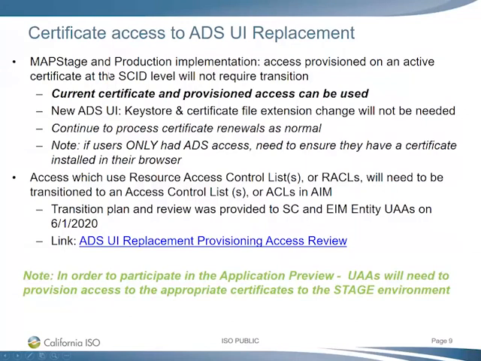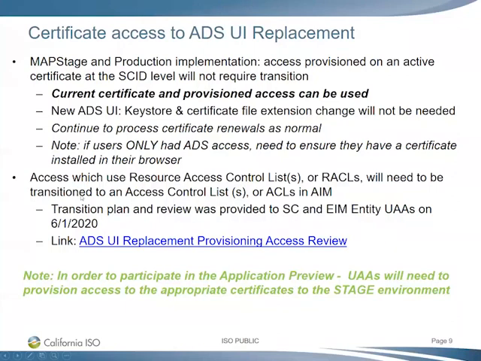But if you want to have access, let's say, to that application preview or to the MAP Stage environment for Market Sim, then you might need to request access for that. So the other note I'll make here about the certificates is your key store and your certificate file extension change once you move to the new ADS UI. That won't be needed anymore. You'll use your certificate similar to how you would with your other applications that you use with ISO today. For example, I used Cyber as an example earlier: if you log in through your browser, get into Cyber, you'll be able to use your certificate in the same way for the new ADS.